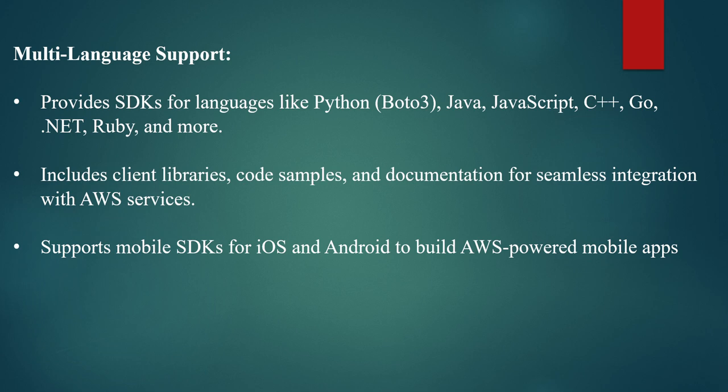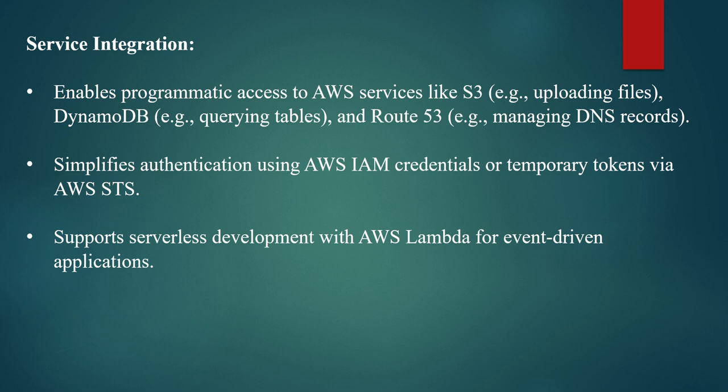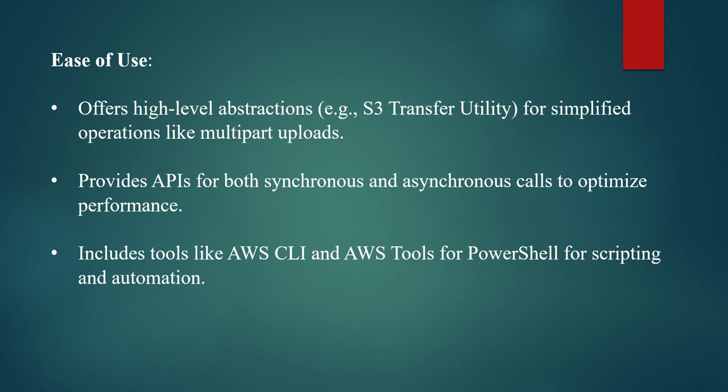Language support: AWS SDKs are available for multiple programming languages, Java, JavaScript, Node.js, React Native, Python, etc. It also supports mobile SDKs for iOS and Android. Service integration enables programmatic access to AWS services like S3, for uploading files, and simplifies authentication using AWS IAM credentials or temporary tokens via AWS STS.